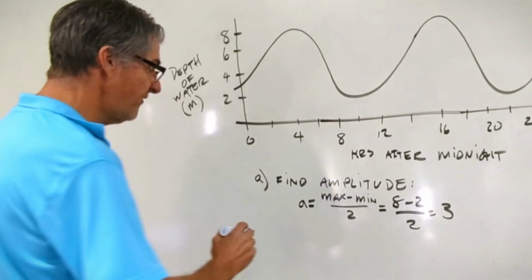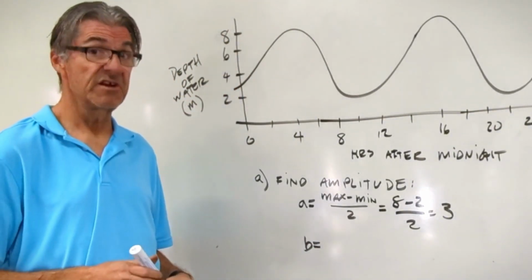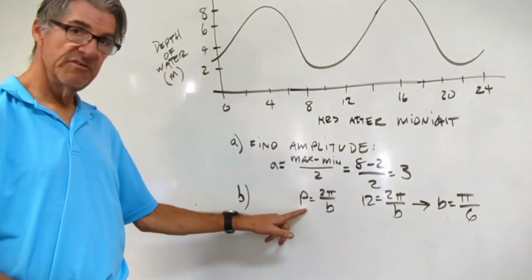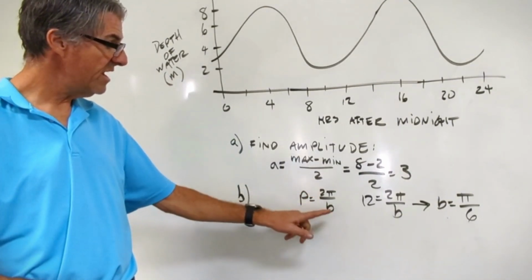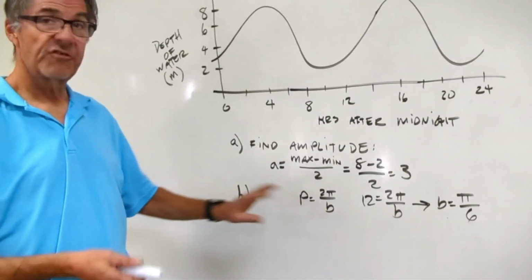All right, now let's find the B term. What is my B? Pause the video and see if you can figure that out. All right, B is a little bit tricky. You have to remember this little equation that we've used a bunch of times. The period is 2 pi over the B term. So we're trying to find what B is for our equation.